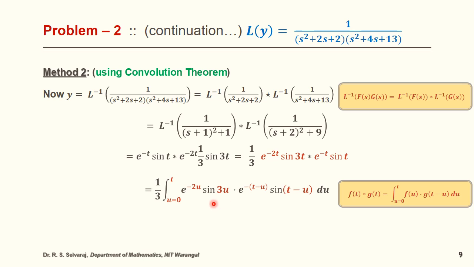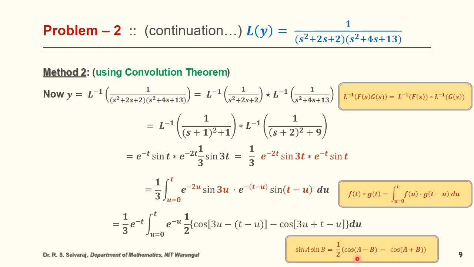You will have an expression sin 3u and sin of t minus u. I am going to apply the sin a sin b formula, which is half of cos of a minus b minus cos of a plus b, so that I will get an expression like this. You can pause the video and check yourself whether you are getting this or not.